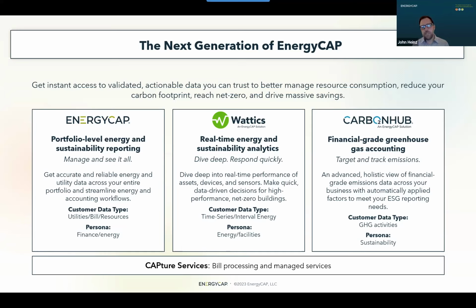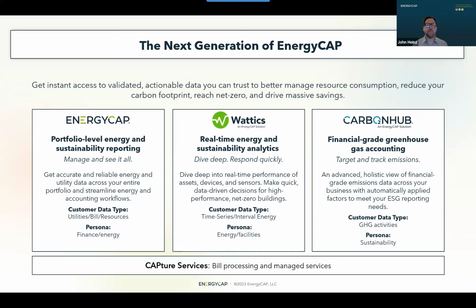We then get to the webinar at hand, which is focused on Wattics. Wattics is our real-time energy and sustainability analytics platform. It's focused on time series data, so interval data. Most commonly that would be pulse readings from meters or sensors or devices that allow you to track the real-time behavior and consumption and demand patterns from the use going on at the current moment. So that's what we'll be focused on today.